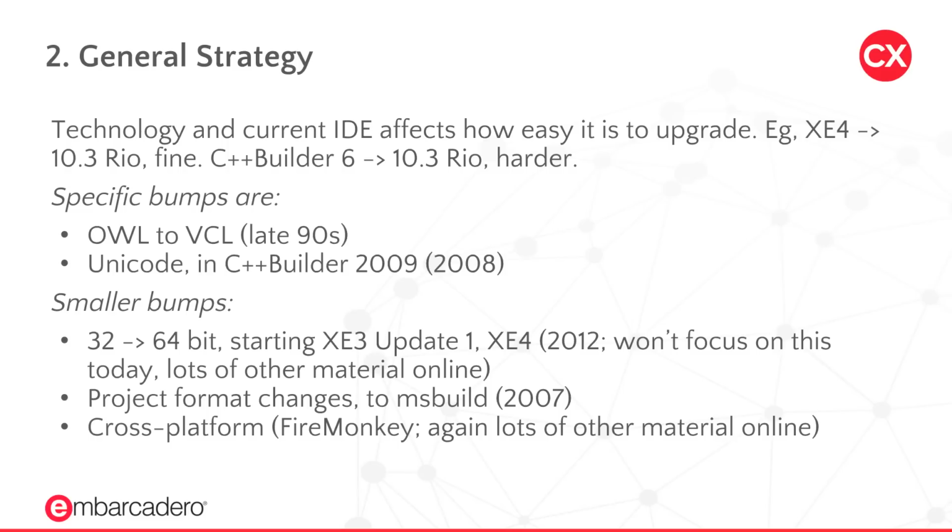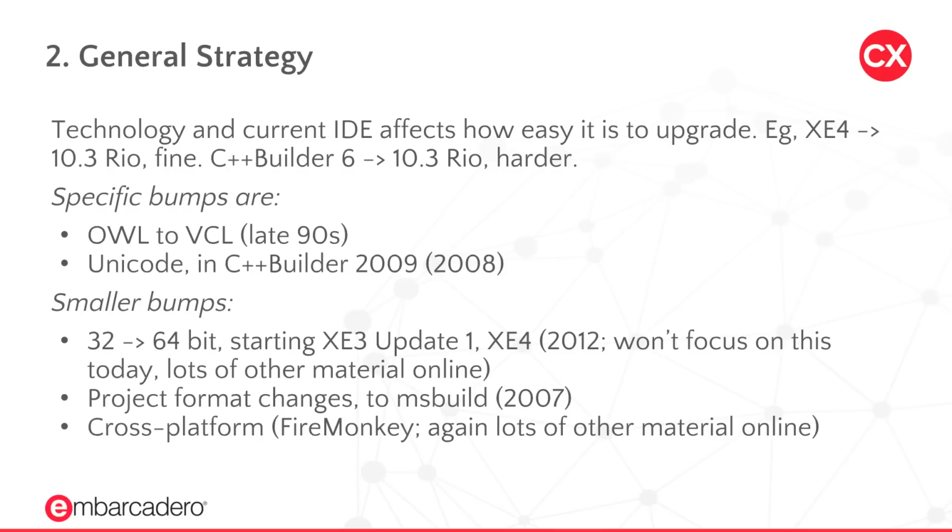And there are some specific common road bumps. One of them is OWL to VCL, so that is roughly, let's say, mid to late 90s. If you didn't make that transition at that time, that is something that you should consider doing now. And Unicode. Unicode was introduced in C++Builder 2009 in late 2008. And again, if you're on a version from before then, that is a potential road bump.